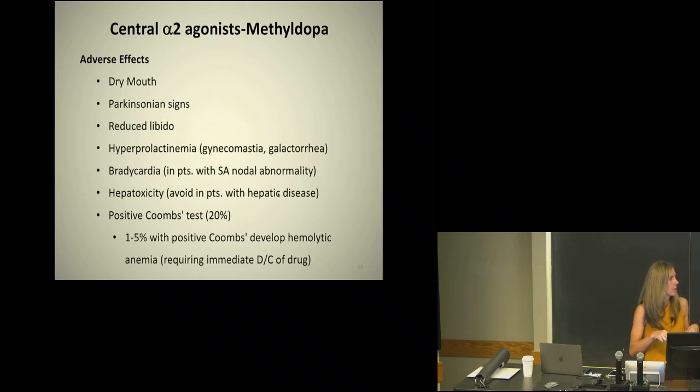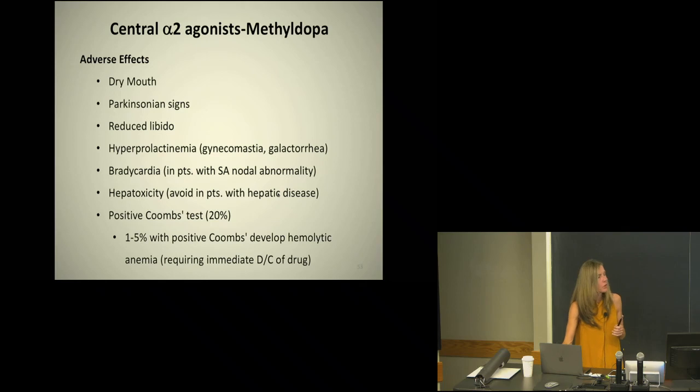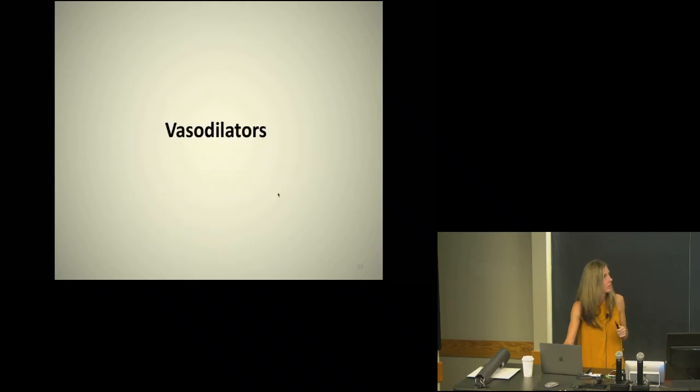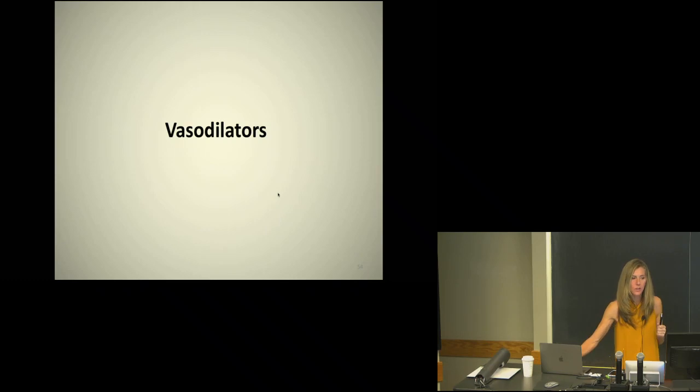Bradycardia, and then some of these other things like hepatotoxicity. Now this positive Coombs test, this is an allergic reaction to the drug. Okay, it doesn't happen very often, but you have to be aware that it can. So you don't really use this drug chronically. It's one of those drugs that you use more for short-term use. Okay. All right. Any questions on those?